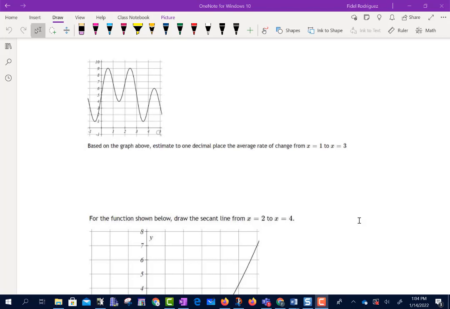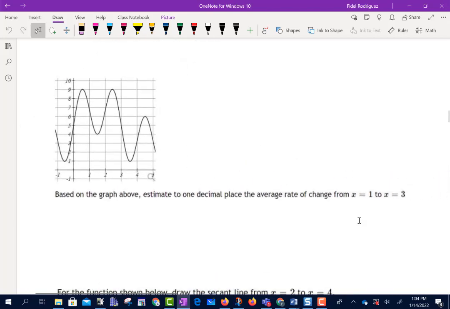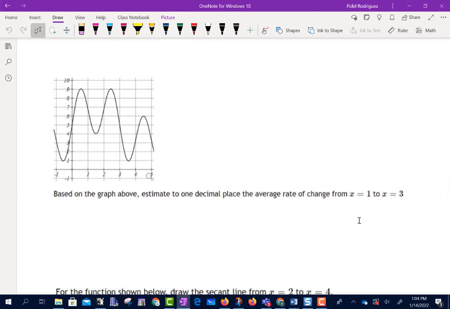So let's take a look at this problem here, and it says, based on the graph above, estimate to one decimal place the average rate of change from x equals 1 to x equals 3.